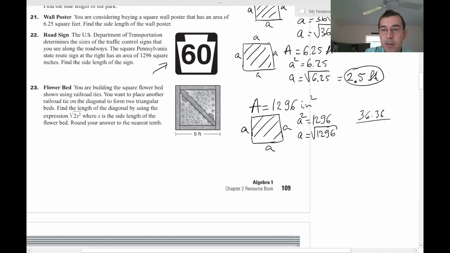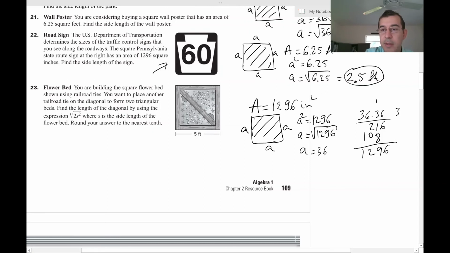6 times 6 is 36, 6 and 3. 6 times 3 is 18, and 3, 21. 3 times 6 is 18, 8 and 1. 3 times 3 is 9, and 1, 10. So we have 1296. Perfect. Okay, 36.